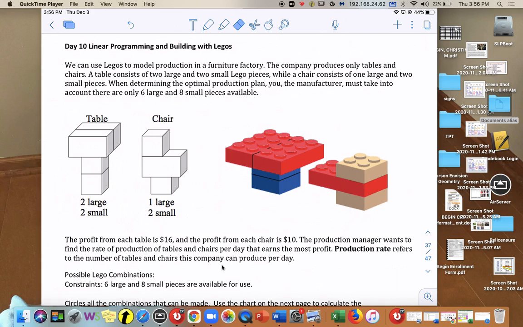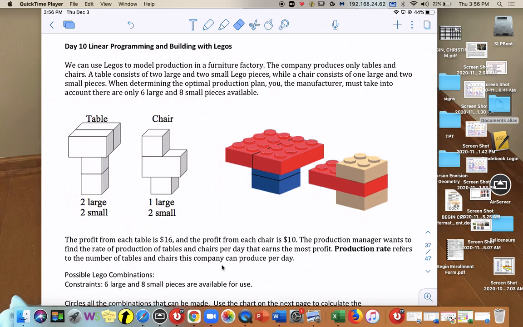Day 10, we're going to talk about linear programming and building with Legos. So, essentially, this lesson shows us why we would graph a system of inequalities and what it means to have the feasible region as we've been doing that. So, here is the example that we're going to use.